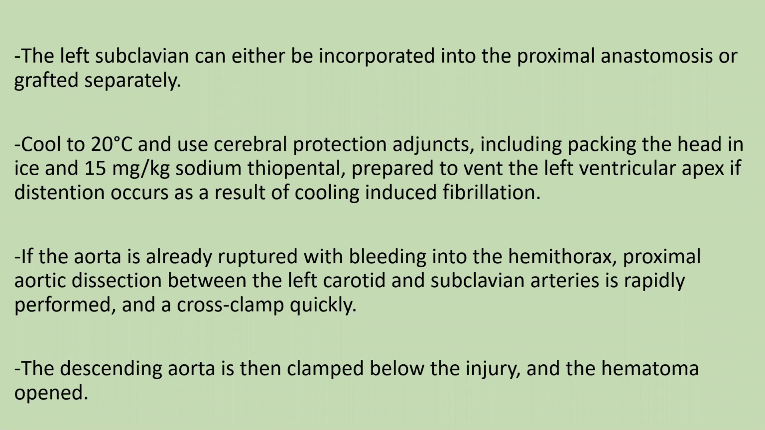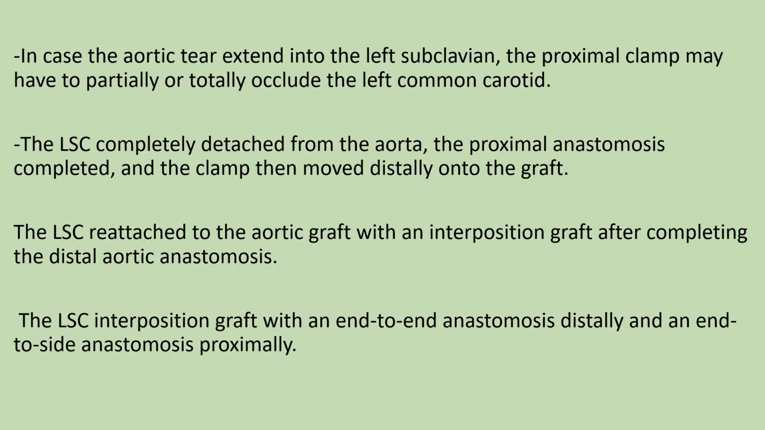If the aorta is already ruptured, with bleeding into the hemothorax, proximal aortic dissection between the left carotid and subclavian artery is rapidly performed and cross-clamped quickly. The distal aorta is then clamped below the injury and the hematoma is opened. In cases where the aortic tear extends to the left subclavian, the proximal clamp may have to partially or totally occlude the left common carotid.